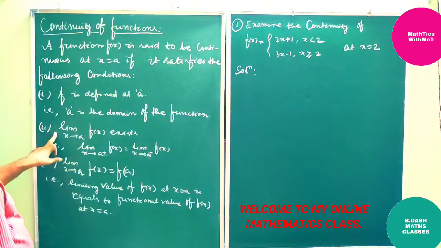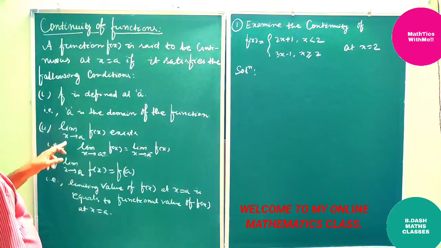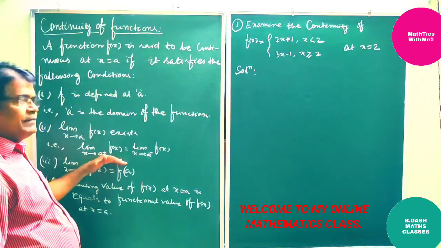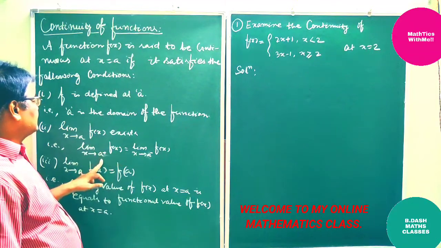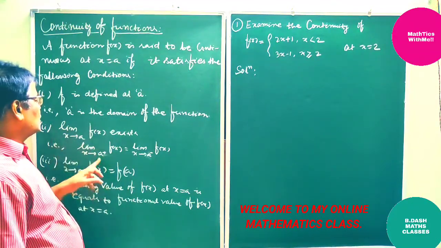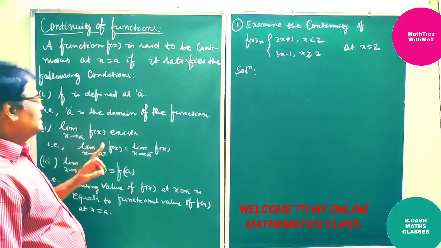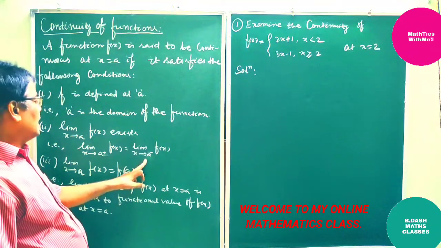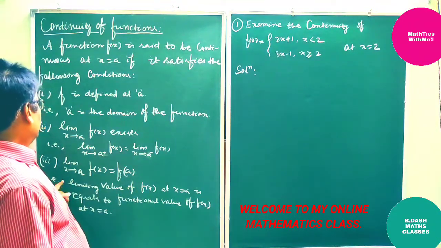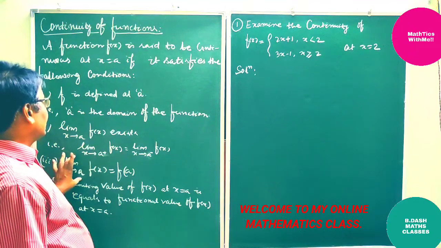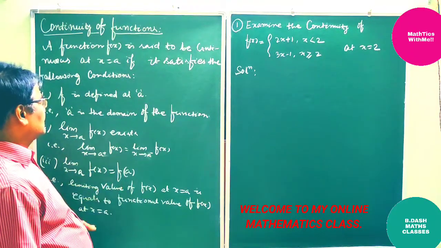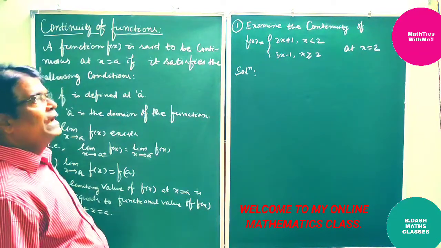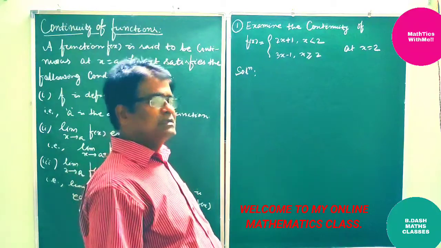The second one is the limit as x tends to a of f of x exists. It means we have to find the left limit of the function at x is equal to a, and also the right limit of the function at x is equal to a. The right limit of the function must be equal to the left limit of the function. The third condition is the limiting value must be equal to the functional value of the function. So by this we can say the function is continuous at x is equal to a.